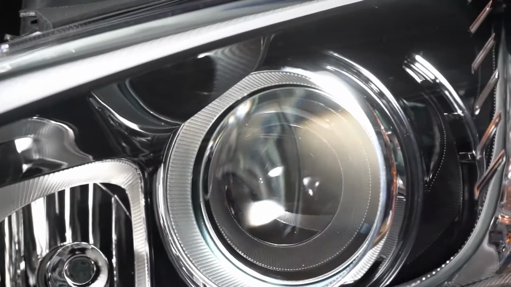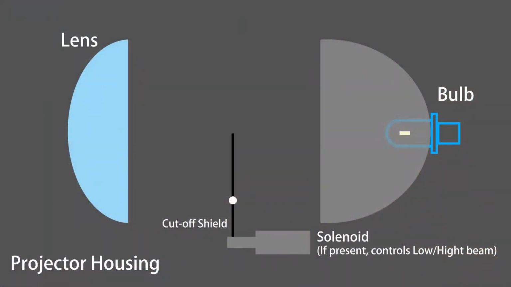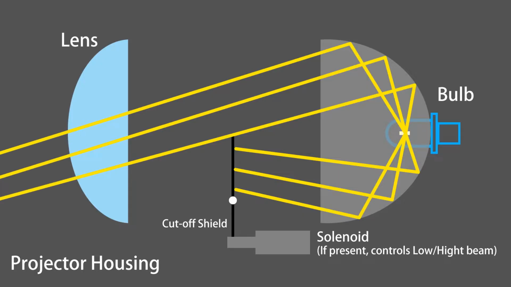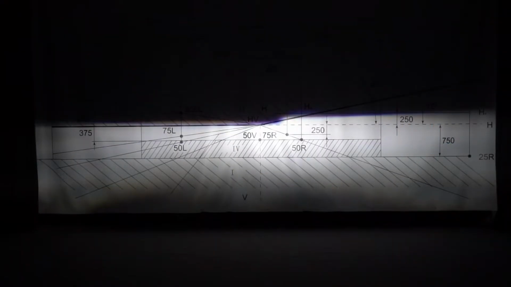Projector housing has a more complex structure. Most of it comes with a cutoff shield, which is used to restrain the light spread. It could reduce the risk of obscuring the vision of oncoming traffic. The rest of the light goes through the lens and is formed into a flood light with a clear cutting edge.